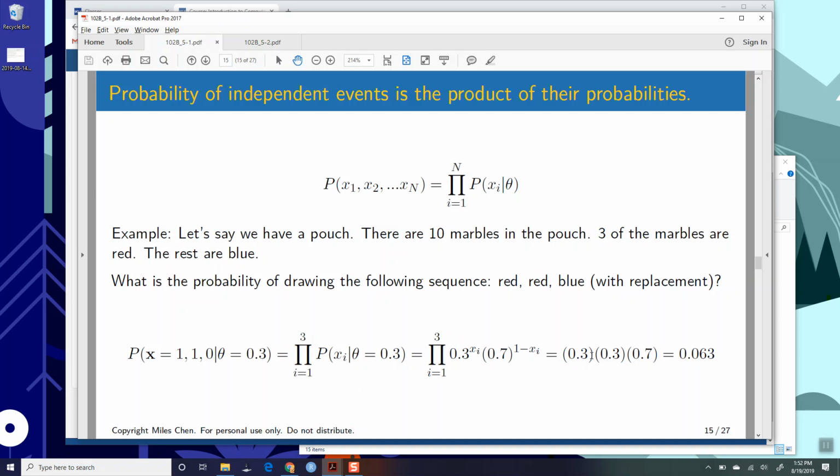Okay, so now we've got a sequence of 3 observations. We can ask what is the total probability of this exact sequence. These are independent events, so it's just the product of each of these things. Each one is IID, so the probability of this sequence is going to be 0.3 times 0.3 times 0.7. So it's just the product of the PMFs, and we get 0.063.